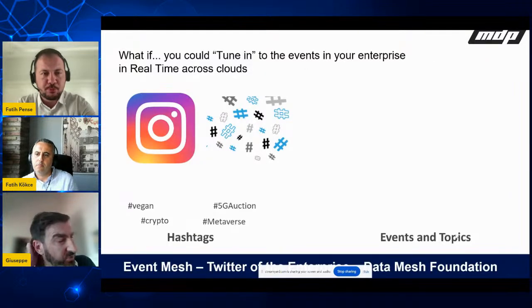How do these events look like? They're very similar to what you do when you use Twitter or Instagram. If you use Twitter or Instagram, you often publish something to the world. You say, this is my picture. You give it a hashtag, say hashtag metaverse or hashtag vegan. And then anybody who has tuned into that hashtag will receive the picture, right?